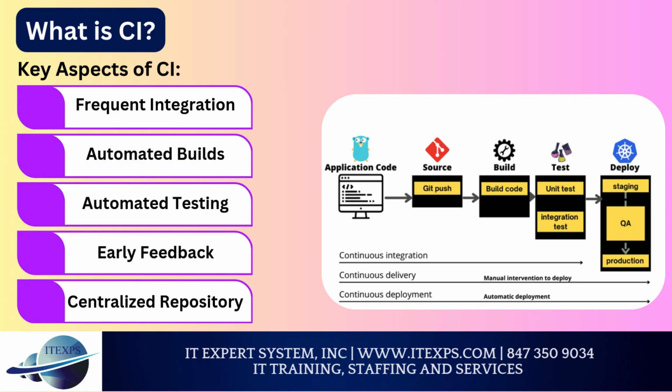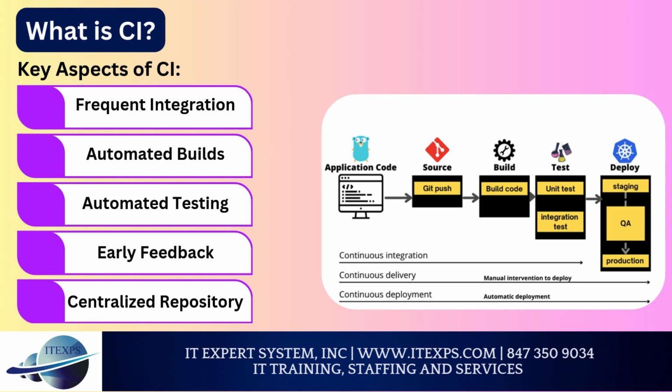Frequent integration. Developers integrate code changes frequently to avoid merge conflicts and ensure compatibility. Automated builds. Every integration triggers an automated build to ensure the code compiles and functions as expected. Automated testing. Tests are run automatically to detect issues early, such as bugs or regressions, minimizing the time spent on debugging. Early feedback. Developers receive immediate feedback about the status of their code changes, allowing them to address issues promptly. Centralized repository. All code is integrated into a single repository to maintain consistency and ensure collaboration.